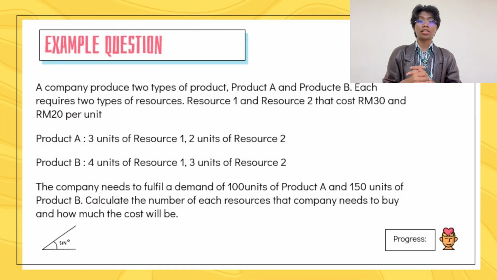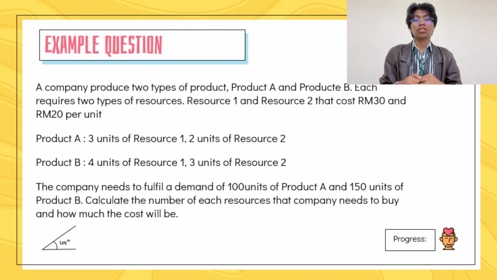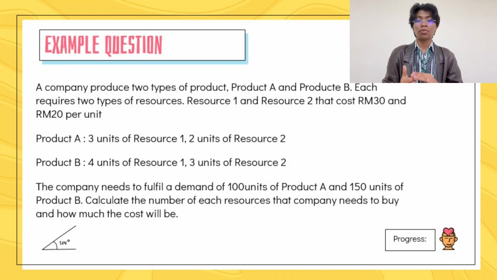So let's go to our example question. A company produces two types of products, product A and product B. Each requires two types of resources, resource 1 and resource 2, that cost 30 ringgit and 20 ringgit per unit. Product A needs 3 units of resource 1 and 2 units of resource 2, while product B needs 4 units of resource 1 and 3 units of resource 2. The company needs to fulfill a demand of 100 units of product A and 150 units of product B. Calculate the number of each resource that the company needs to buy and how much the cost will be.